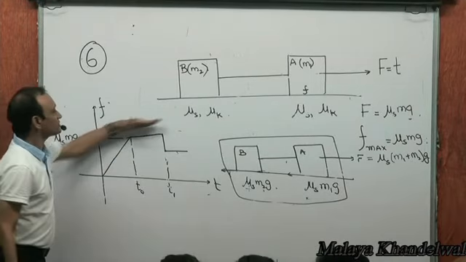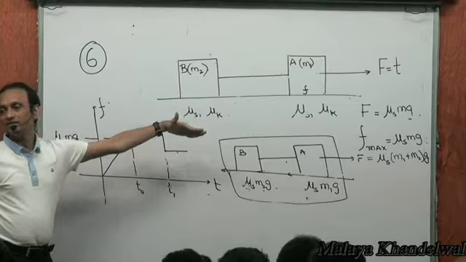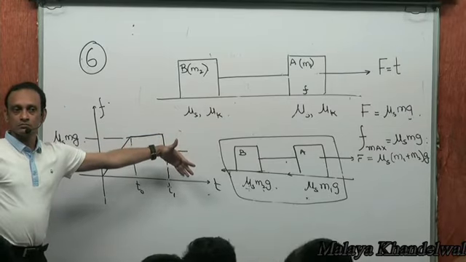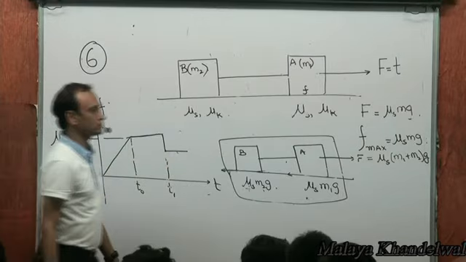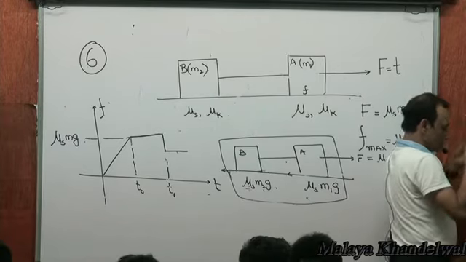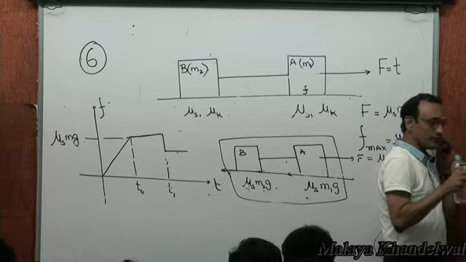So this is how friction between A and the ground varied with time. Are you all right with this? So that's option C, right? Option C.